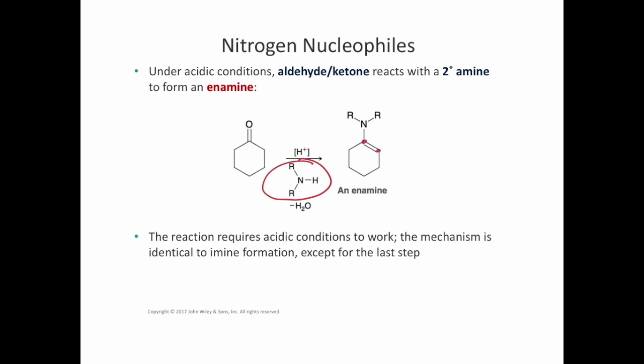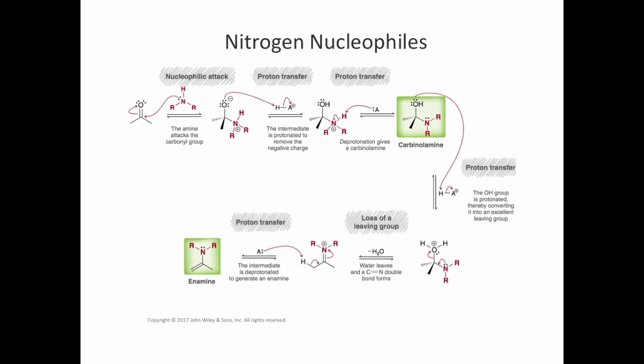So here you have a carbon-carbon double bond, that's where the en of the word comes from, and you have an amine functional group. This reaction also requires acidic conditions, and it's almost identical in mechanism to the imine formation except for the last step. So here, just like with the imine, we have nucleophilic attack on the carbonyl, followed by proton transfer, and another proton transfer. It's getting to that same intermediate, so everything here is identical to the imine mechanism.